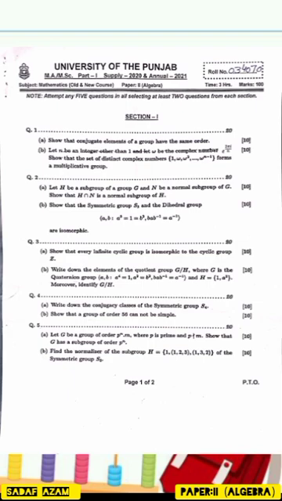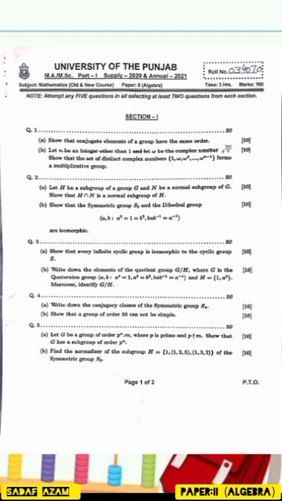A. Show that conjugate elements of a group have the same order. B. Let n be an integer other than 1 and let omega be the complex number e to the 2 pi i over n. Show that the set of distinct complex numbers 1, omega, omega square, up to omega to the n minus 1 forms a multiplicative group.